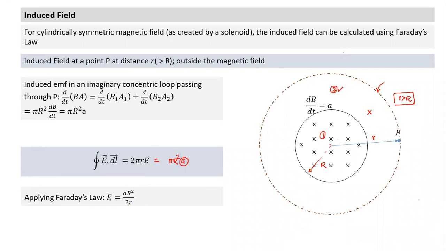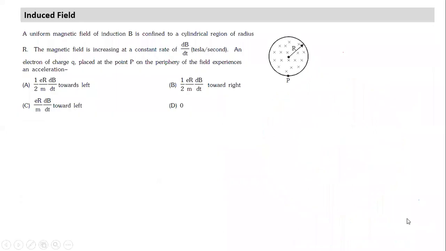So from here, if I have to draw the variation of the induced field as a function of distance from the center, up to the region where the magnetic field exists, it increases linearly. Thereafter, it decreases as 1 by r. This is how it varies. Okay, let's look at some more applications of this.